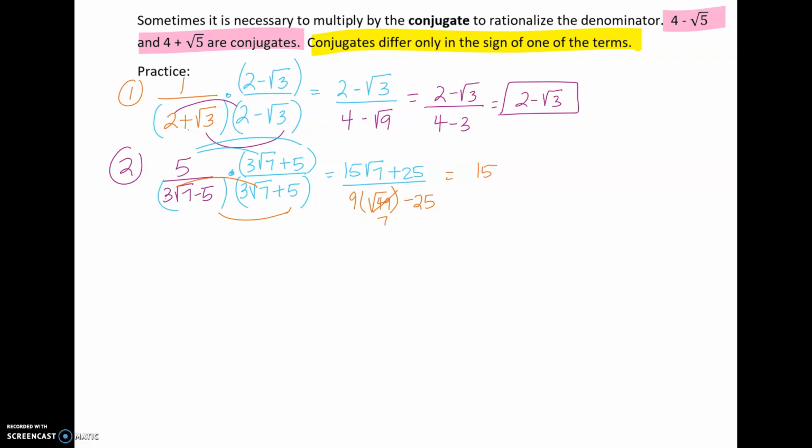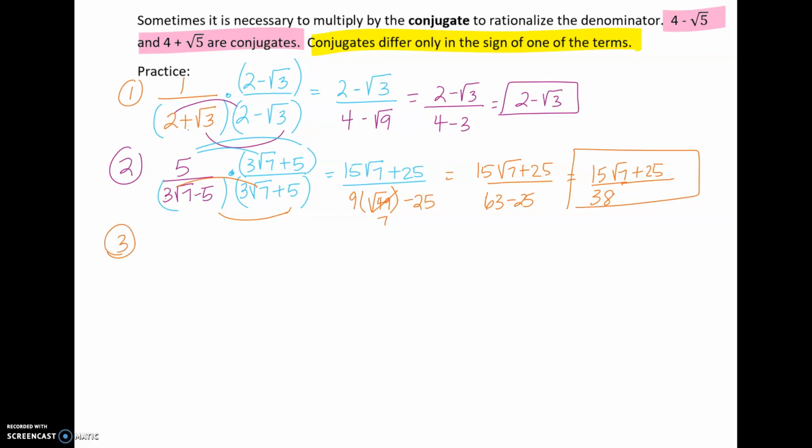So we end up with 15 times the square root of 7 plus 25 all over 63 minus 25. And 63 minus 25 is 38. Now, if I could simplify something, it would have to simplify by the 15, the 25, and the 38. And of course, the square root of 7 does not have any perfect square factors, so I'm done.